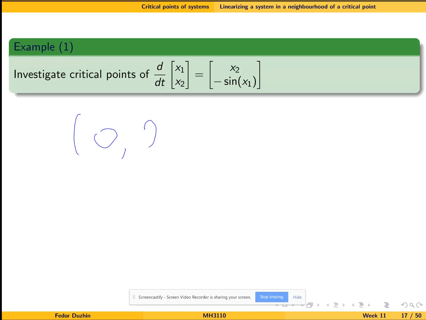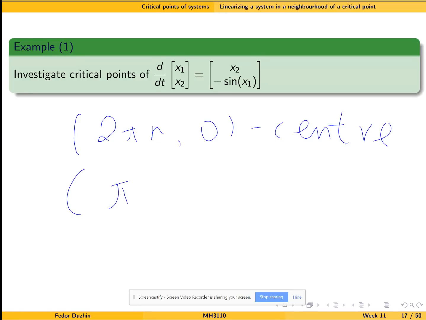0 and 2 pi n. I'm sorry, not 2 pi n. So here x can be 2 pi n and y has to be 0. So these were center points. And if it is pi plus 2 pi n and 0, these were saddle points.